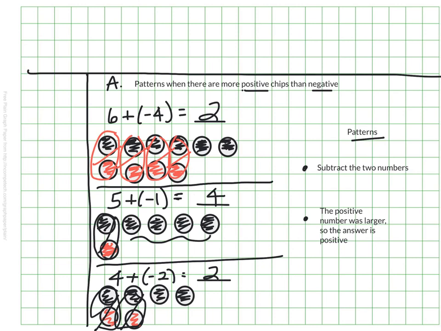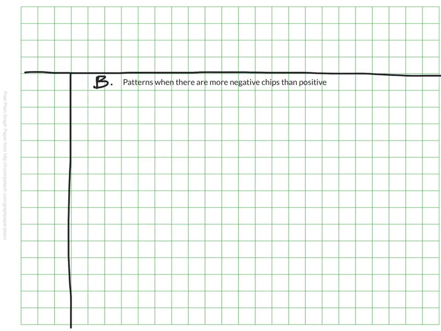We're going to do the same thing now, but this time we'll have more negative chips than positive, and we'll see what patterns we see there. So this time our examples will have more negative chips than positives, and we'll see if we can look for a pattern or a rule that works for that as well. Our first one will be 3 plus a negative 7, and I'm going to get my chips ready.